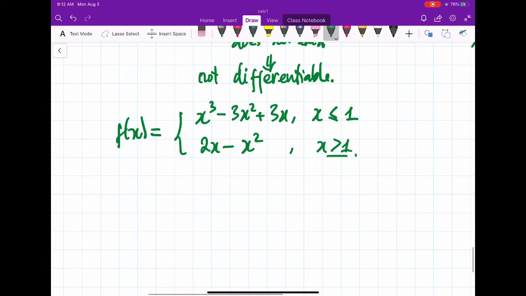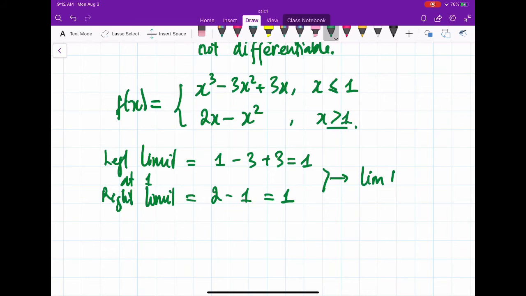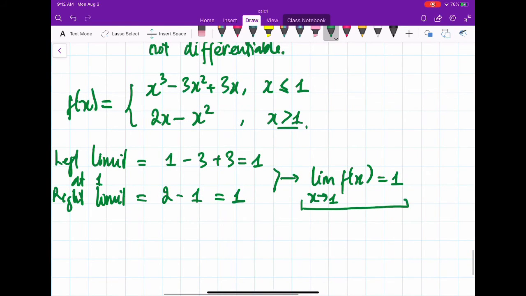Then if we change this, we see that the left limit at 1 is equal to 1 minus 3 plus 3, which is 1, while the right limit is 2 minus 1, which is 1. Perfect. So the left limit and the right limit are equal. The function has a limit at 1, and that limit is 1, right?